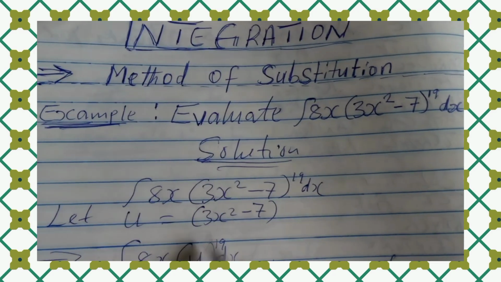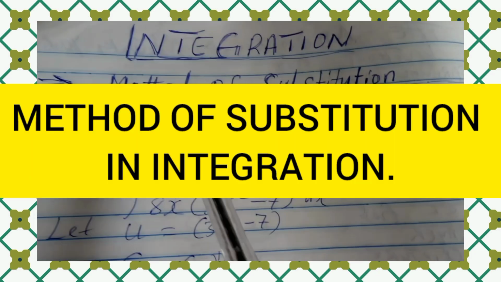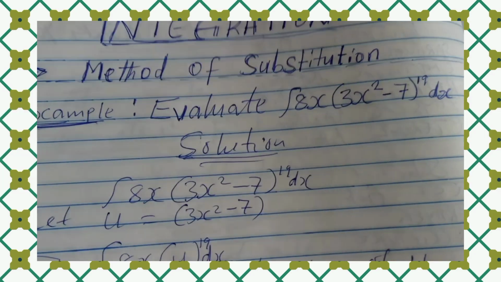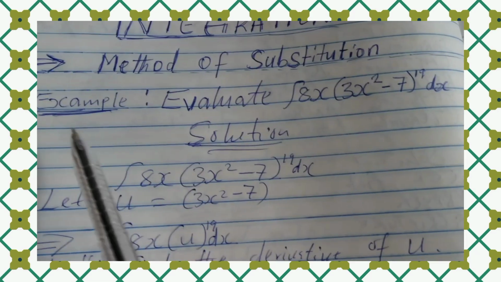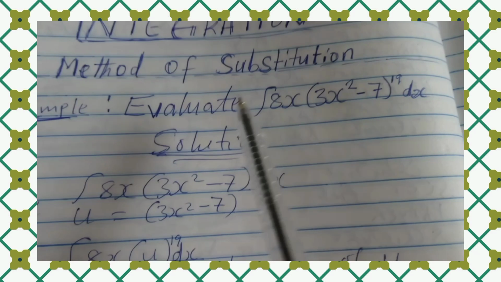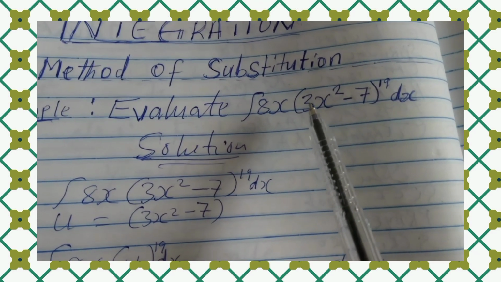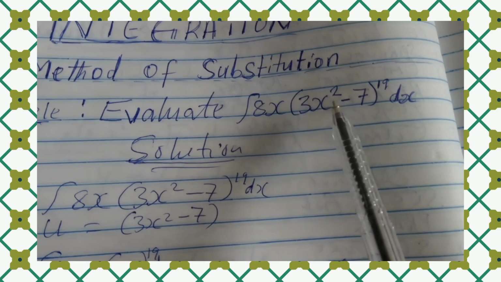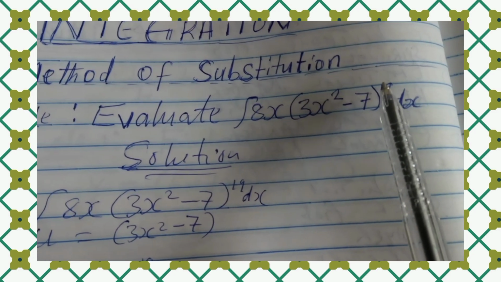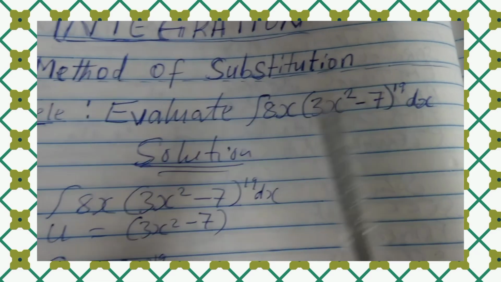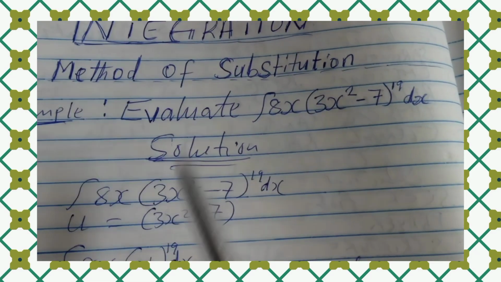Today, we are looking at the method of substitution in integration. The method of substitution in integration. And we have an example here. Example 1, they say that we should evaluate the integral of 8x times (3x² − 7) raised to the power of 19 dx. How are we going to integrate this function?